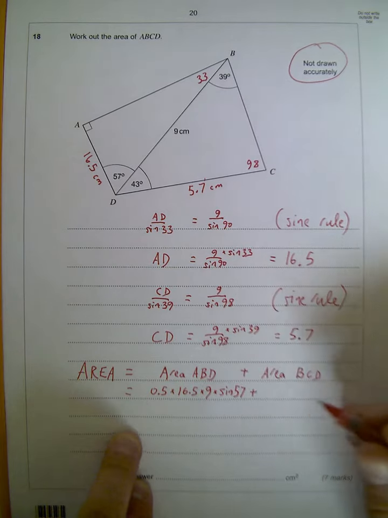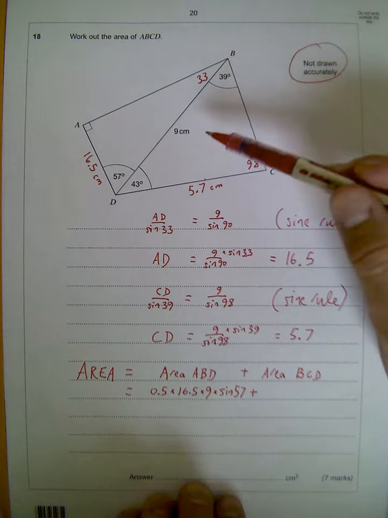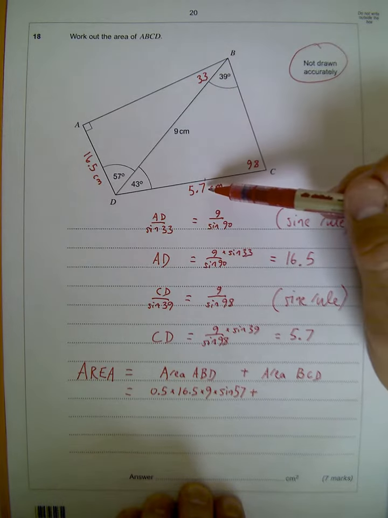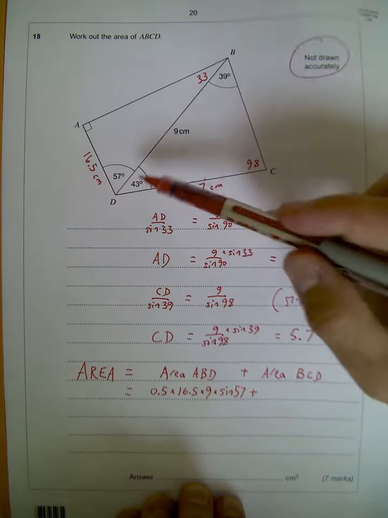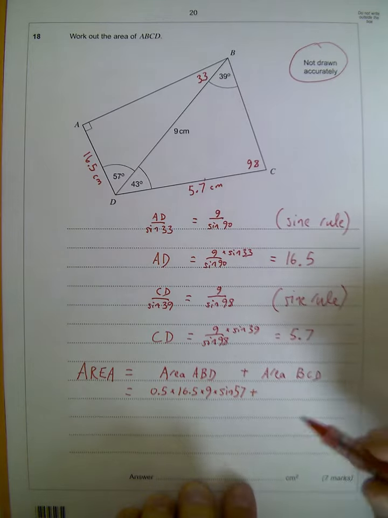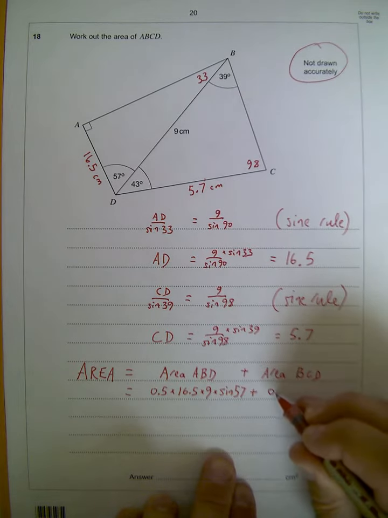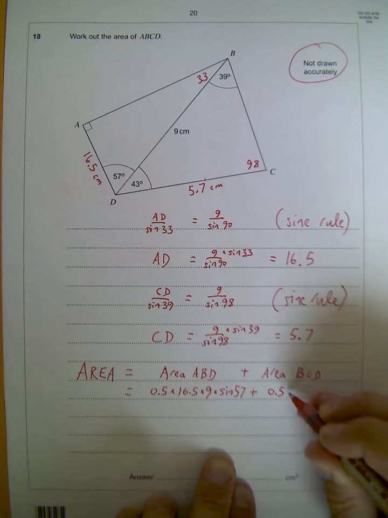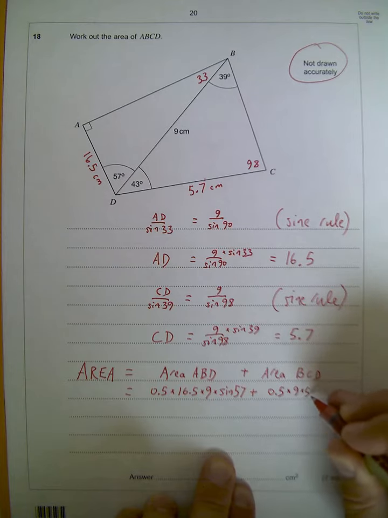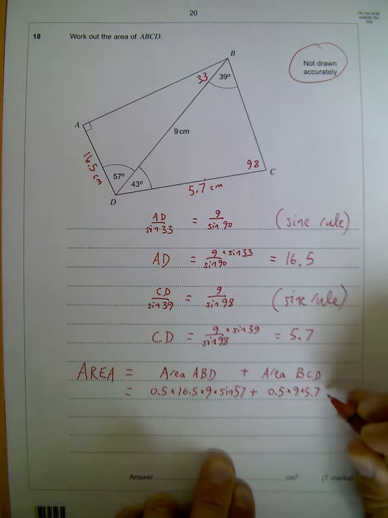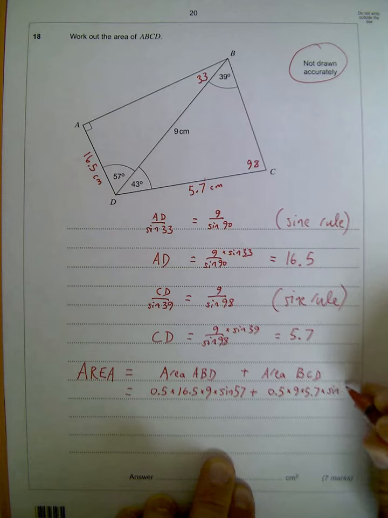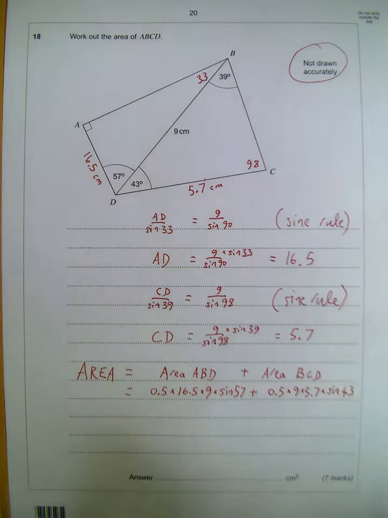And then the other triangle, same thing. We know two of the sides are 9 and 5.7, and we know the angle between them is 43. So the area of that triangle is a half times two sides, 9 times 5.7, times the sine of the angle between them, sine of 43.